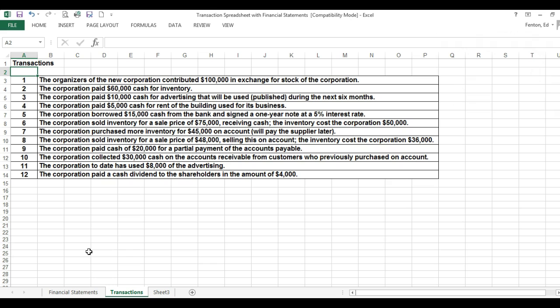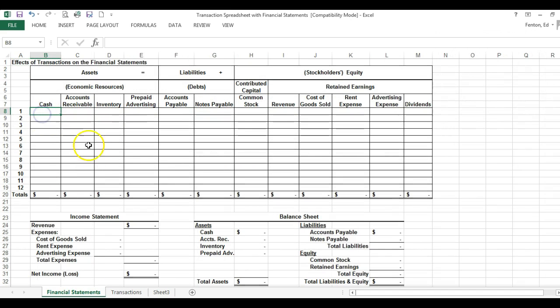The organizers of the new corporation contributed $100,000 in exchange for stock of the corporation. To enter this in the spreadsheet, cash is increasing by $100,000. Then we have to enter the reason the cash came into the business. That will be over here in the common stock account. So $100,000 here.